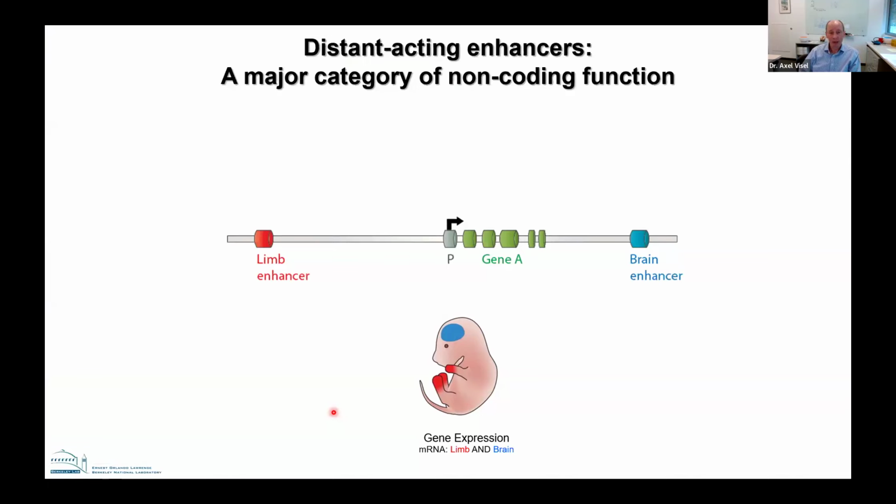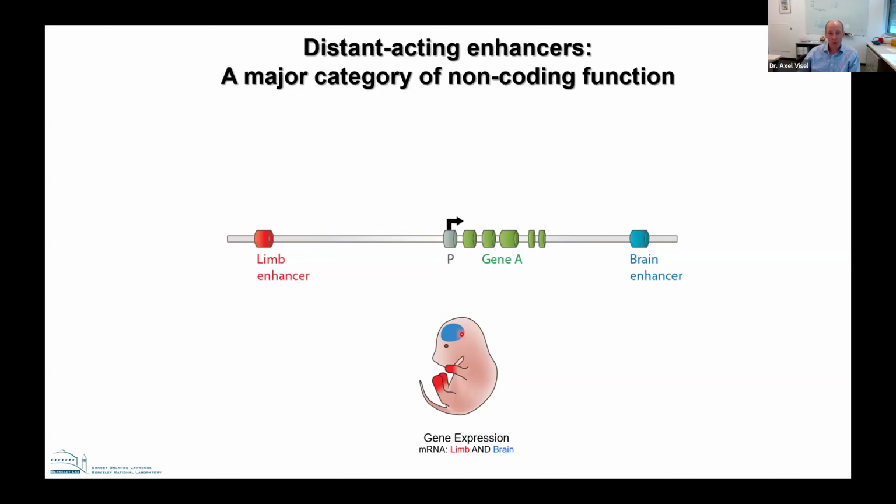So just to give you a reminder what these are. These are short sequences that you find scattered all across the vertebrate genome. So they're found in all vertebrates, including humans. And what is special about them is that they drive gene expression from a distance and with very high spatial precision. This is illustrated here in this cartoon.